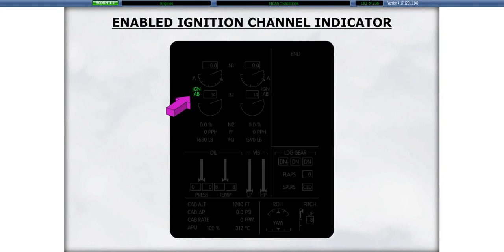The enabled ignition channel is indicated by a green label between the N1 and ITT gauges. The acceptable values are ignition A, ignition B, ignition AB, or ignition off.